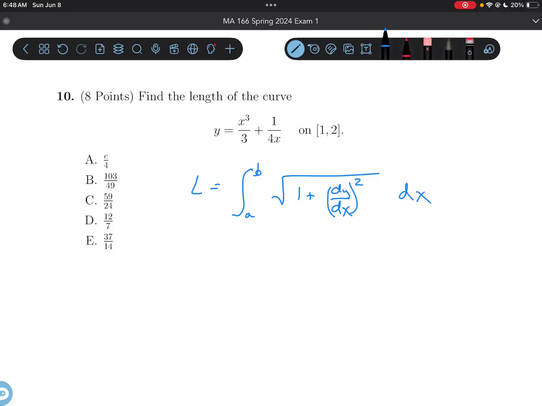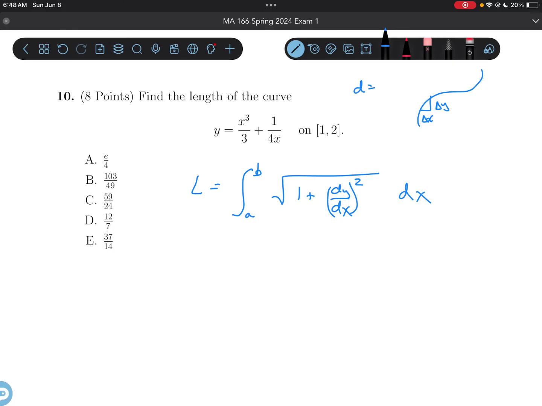So I guess I can go over a quick understanding of why we do this. Suppose I have some curve, okay, that's a horrible curve. Suppose I have some curve and I'm trying to approximate the length of this curve. So I can use the Pythagorean theorem. So this is dx and this is dy.